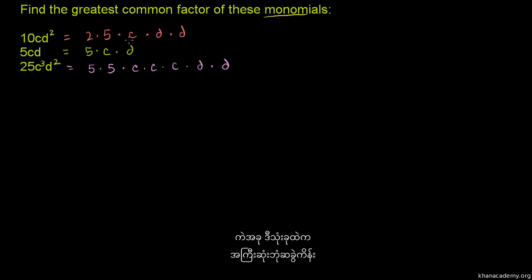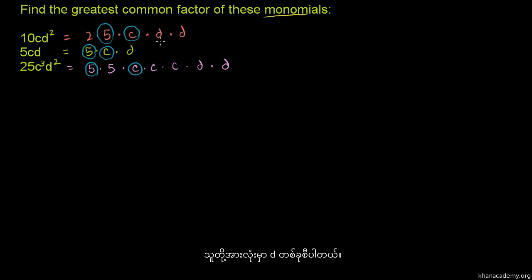Now, what is the greatest common factor, or what is the greatest common overlap between these three things? Well, they all have a 5. Let me circle them. You have a 5 there, a 5 there, a 5 there. They all have at least one c. You have one c there, one c there, and then another c there. And they all have at least one d. You have a d there, a d there, and a d there.